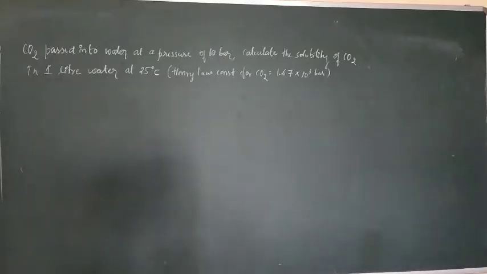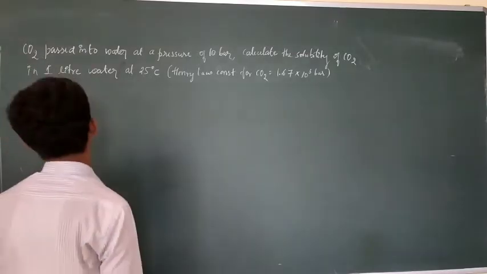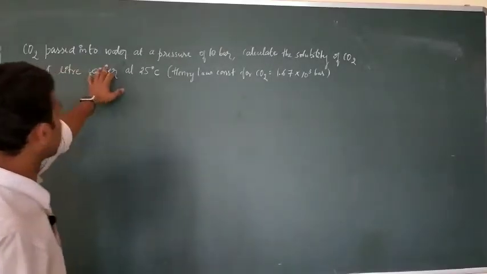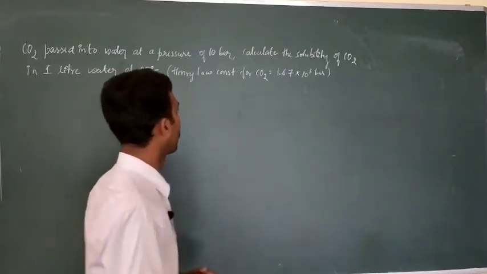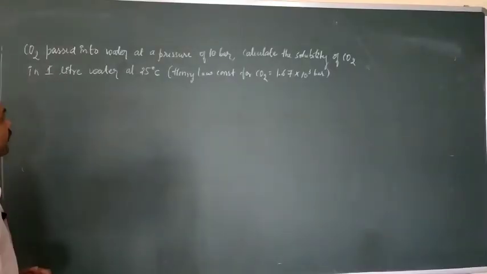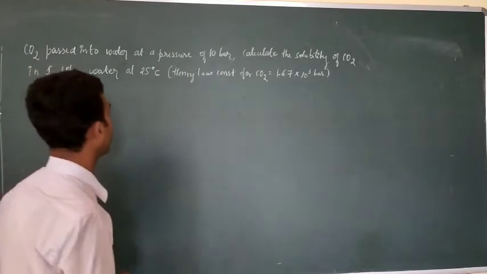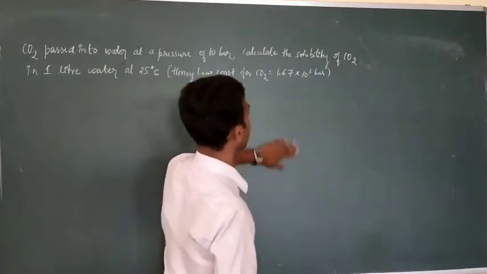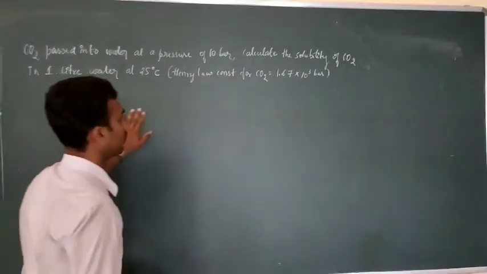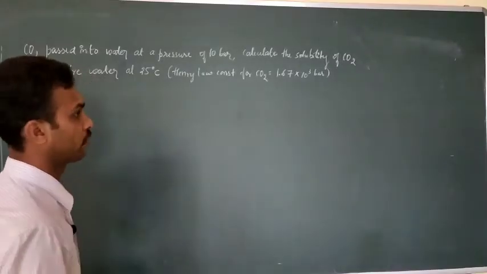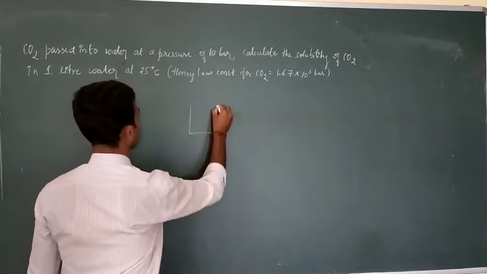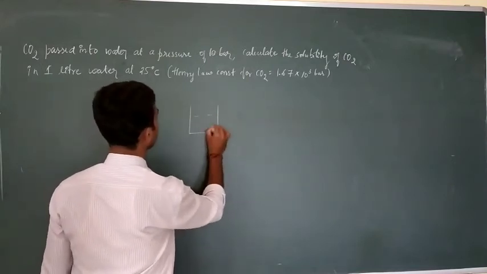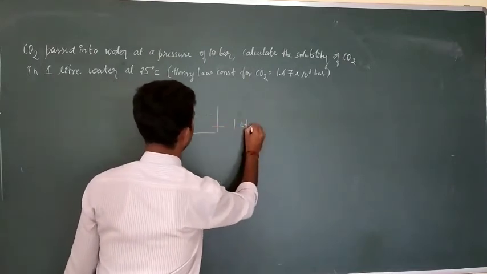Okay, so next we are going to solve a particular problem, right. Carbon dioxide is passed into water at a pressure of 10 bar. Calculate the solubility of CO2 in 1 liter of water at 25 degrees Celsius, right. Henry's law constant is given, it is 1.67 into 10 to the power of 3 bar. Okay, so let us consider 1 liter of water.